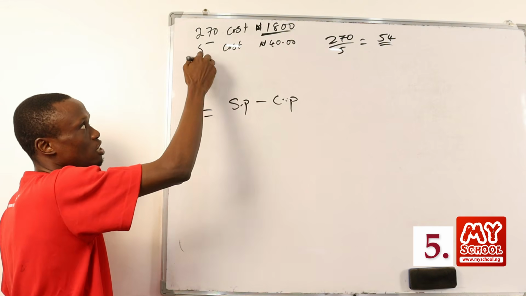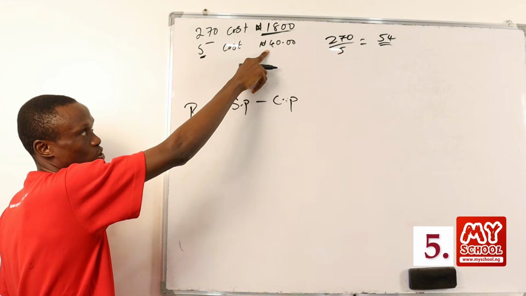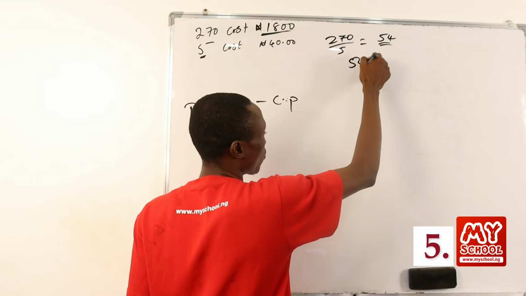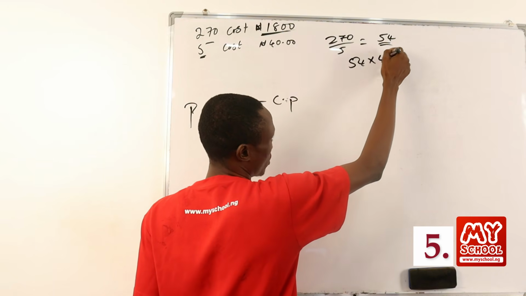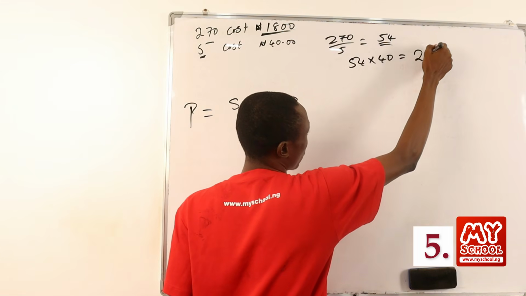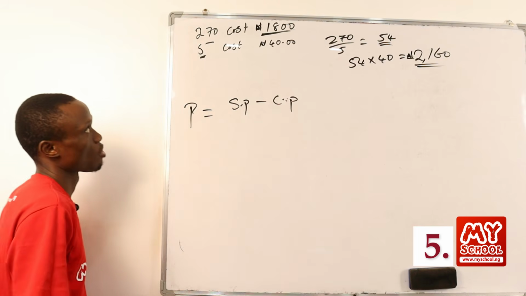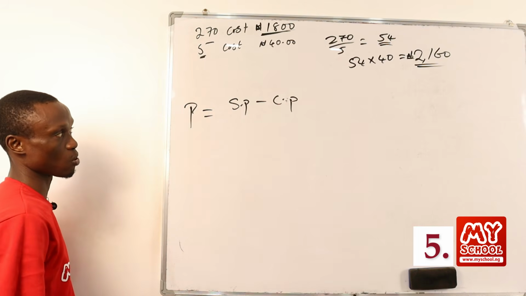But remember that each 5 was sold for 40 naira. So to get the cost of 54 5s, that will be 54 times 40. I think this will be equals to 2,106 naira. So this is the selling price for the 270 oranges.